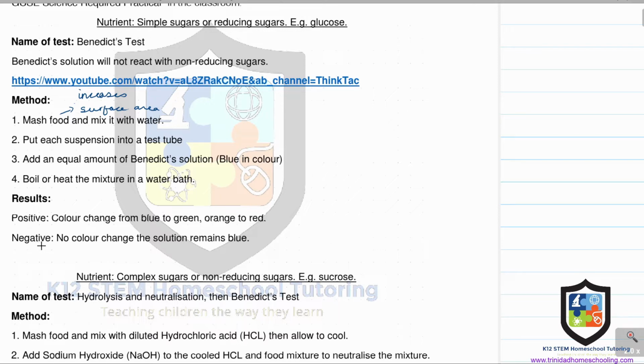If there are no sugars, no glucose in that food, then there's no color change and the solution remains blue. Right, so let's look at a video of a demonstration of the actual experiment, and we'll pay attention to the color changes that happen.